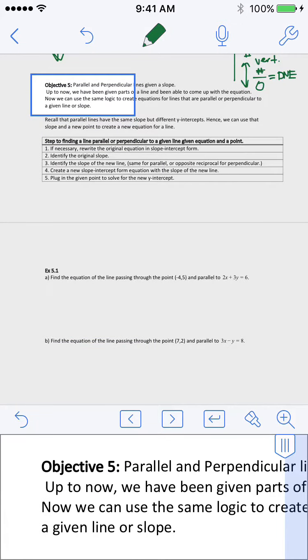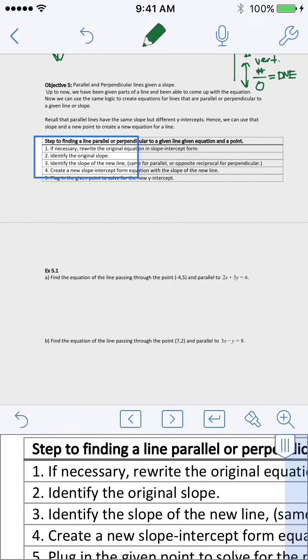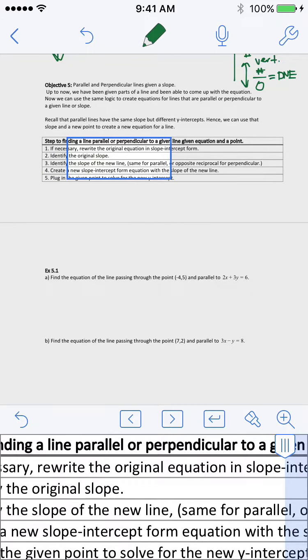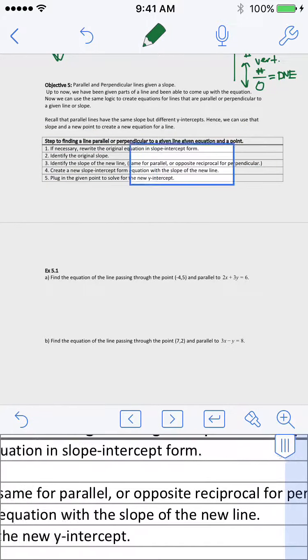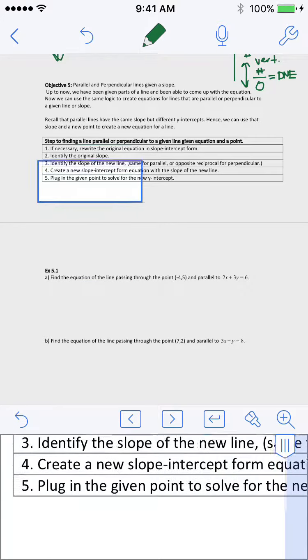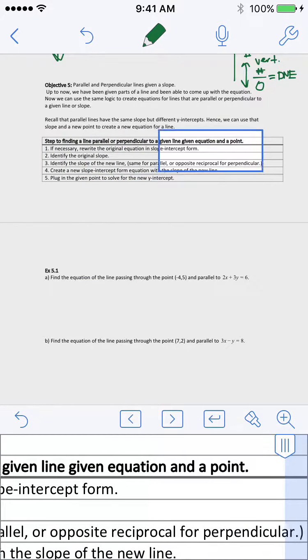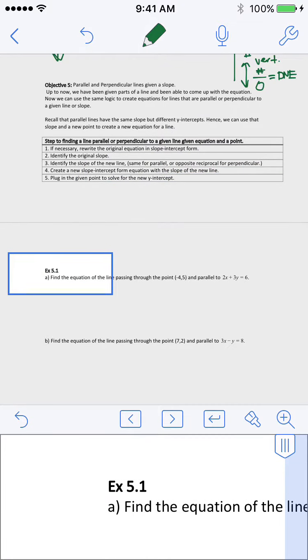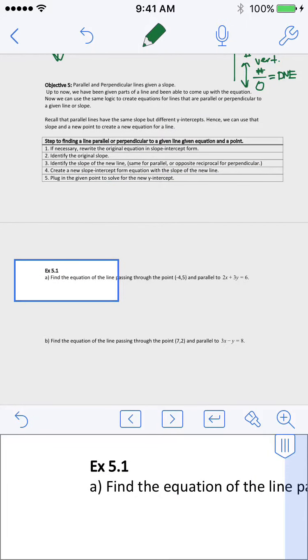Today, we're going to wrap in two concepts. We're going to talk about parallel and perpendicular, and we're actually going to find a parallel and perpendicular line given another line. So basically the steps today are written down right here. Got a nice, easy step-by-step situation going on here. But I find it's always easier to just do an example problem, and then if something doesn't make sense or if you forget a step, you can refer back to the steps to find parallel and perpendicular lines given an equation and a point. So let's just start with example 5.1.